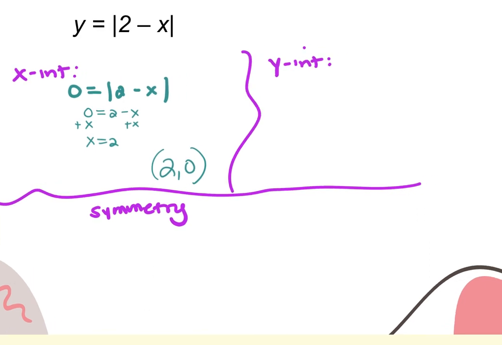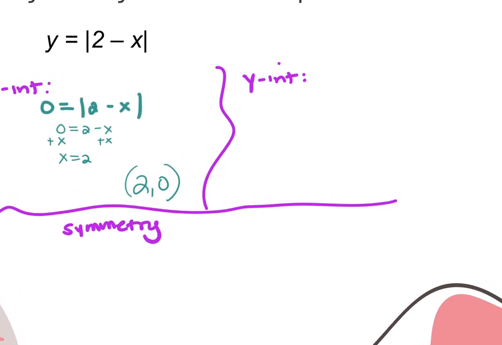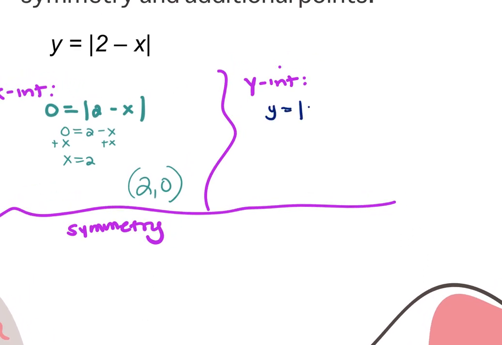Then I go to the y-intercept. This time, I make the x 0. Y would equal the absolute value of 2, and the absolute value of 2 is 2. So my y-intercept is 0, 2.